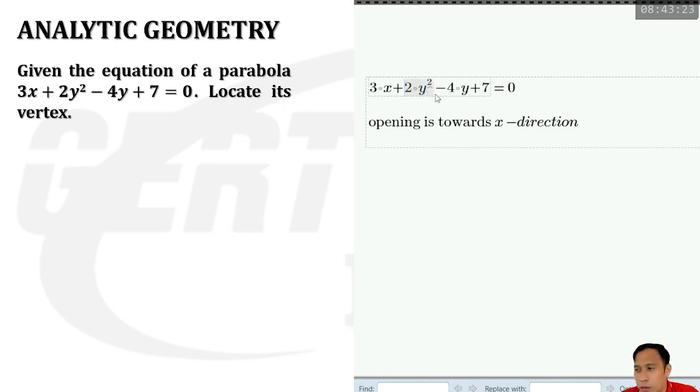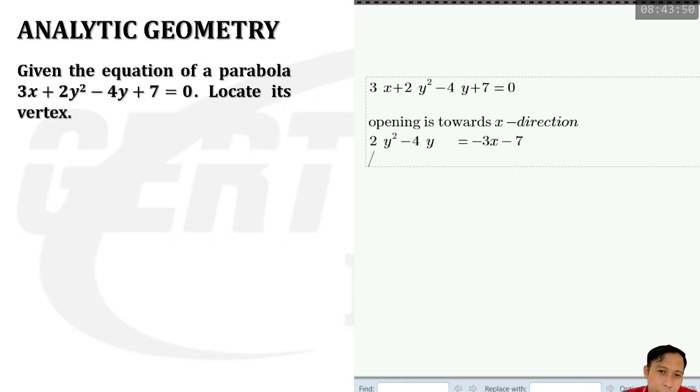First natin gagawin is isulat yung quadratic term dito. So, it's 2y squared minus 4y, okay? And the other values are sa right. So, this will become negative 3x minus 7. Dapat hindi na ako magkamali dito. Negative 3x minus 7. Okay?